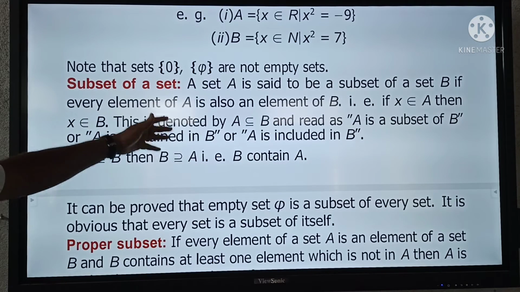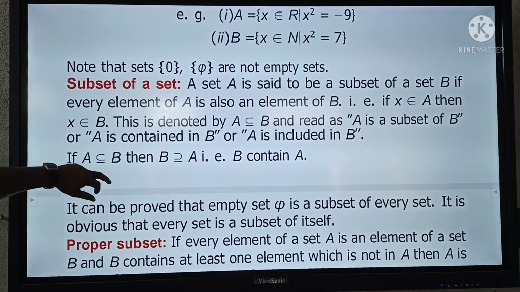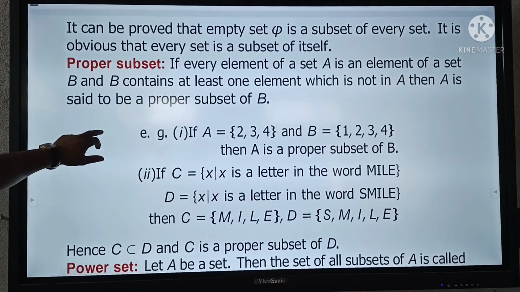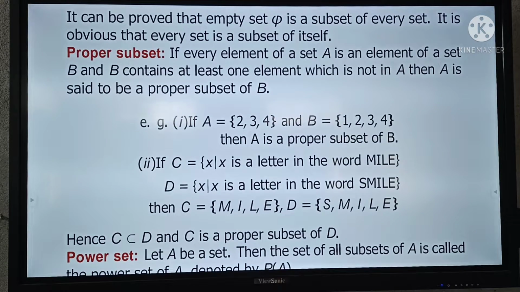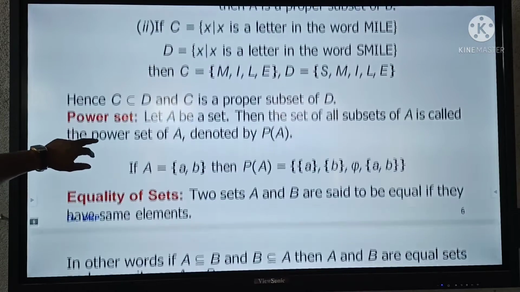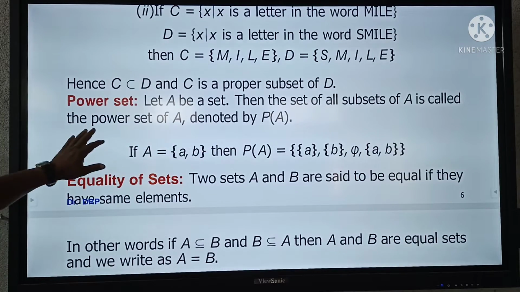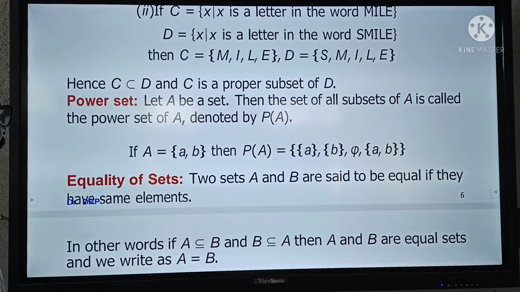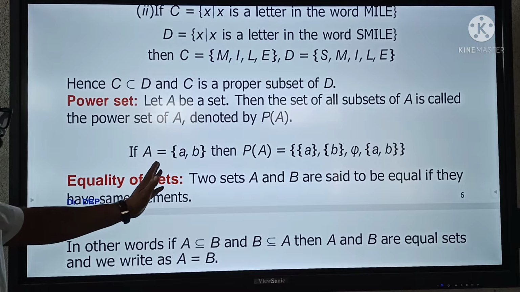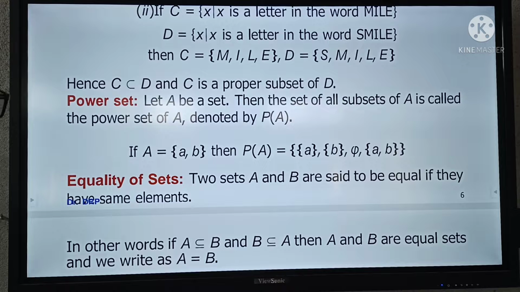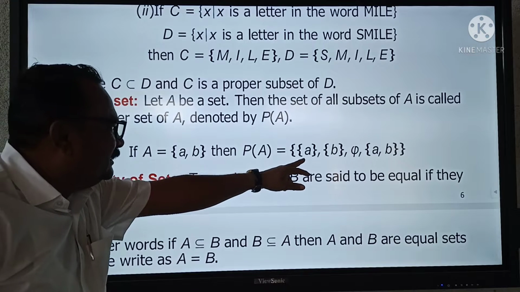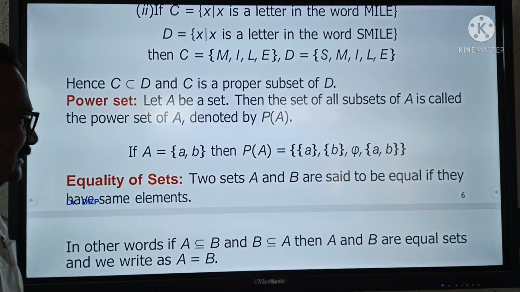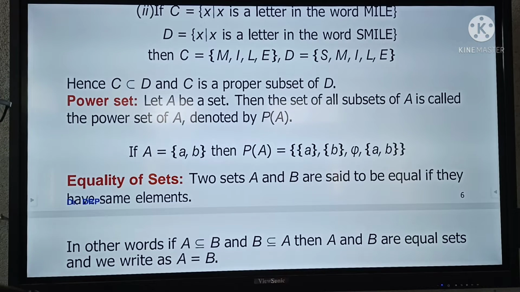Subset of a set, these are the preliminary things. What is meant by subset? We know these things, so we are not wasting time on this. Proper subset: if A is {2, 3, 4} and B is {1, 2, 3, 4}, then A is a proper subset of B. Power set: the set of all subsets of A is called the power set of A, denoted by P(A). For example, if A contains two elements a and b, then the power set of A contains {a}, {b}, {a, b} and the empty set also. The empty set is a subset of all sets, we know that.